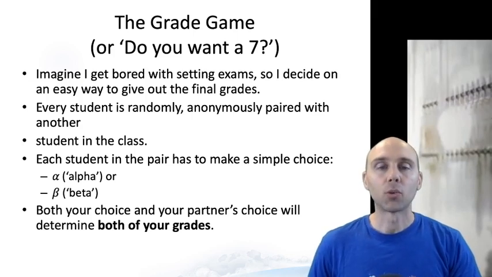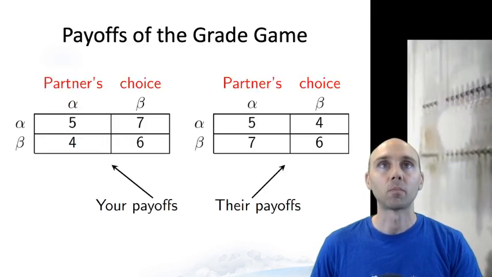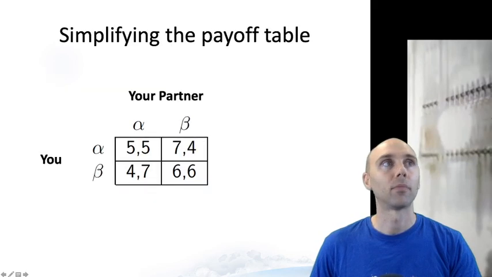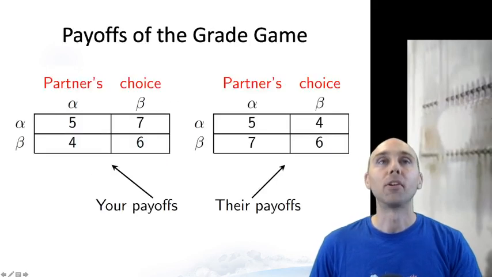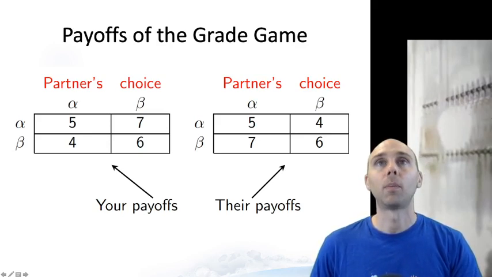Let me show you how we can write this in a payoff matrix to demonstrate how these grades are determined. If you choose alpha and your partner chooses alpha, you end up with 5. So that's the top left corner there. If you choose alpha and your partner chooses beta, you get a 7. That's the box in the top right cell.